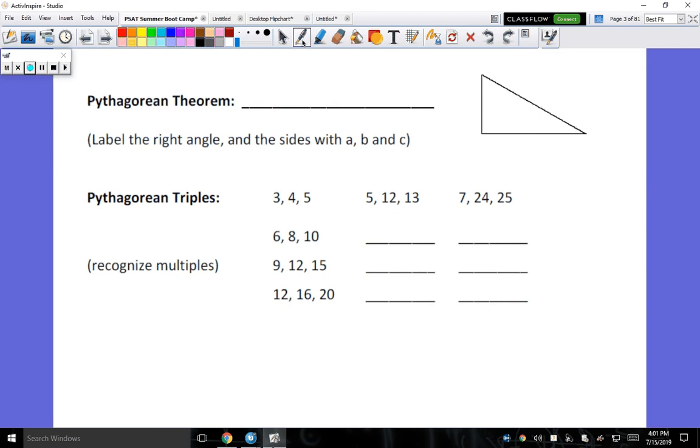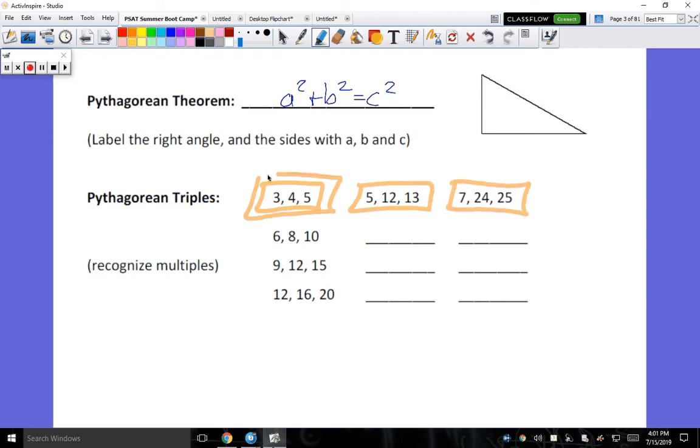Let's now look at Pythagorean theorem. What's Pythagorean theorem? Yeah, a squared plus b squared equals c squared. The ones that you should have memorized for sure, guys, are these three right here. These are the ones that you will predominantly see, especially the 3, 4, 5. Okay, help me label the right angle. Well, that's a little bit easy. That's just right here.